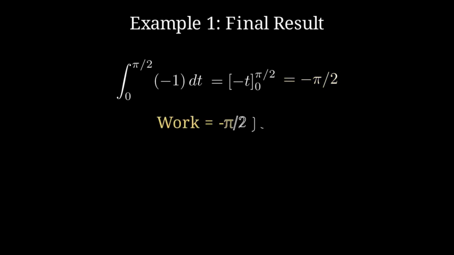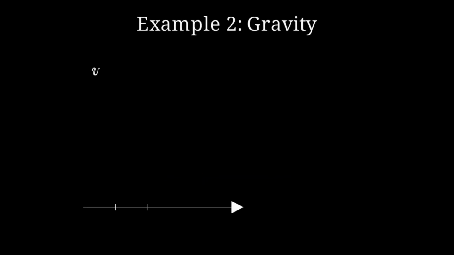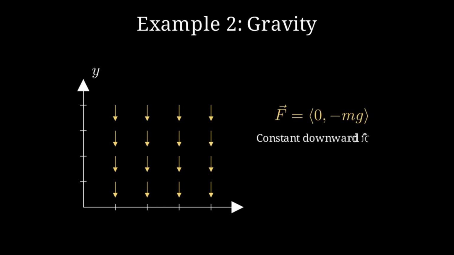The negative sign confirms that the vector field was generally pushing against the direction of our movement along the quarter circle. Consider a constant gravitational field acting downward. We want to find the work done as an object slides down a ramp. Even though the path is diagonal, only the vertical component of the movement will contribute to the work.